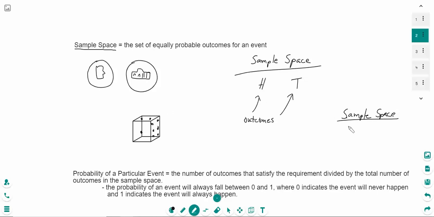So we could have a 1 as an outcome. We could have a 2. We could have a 3. We could have a 4. We could have a 5. And we can have a 6. So there are 6 different outcomes.